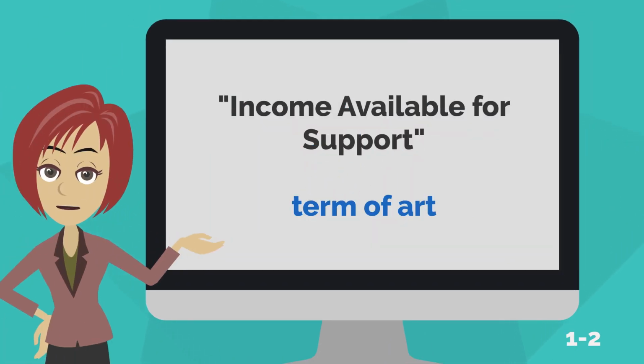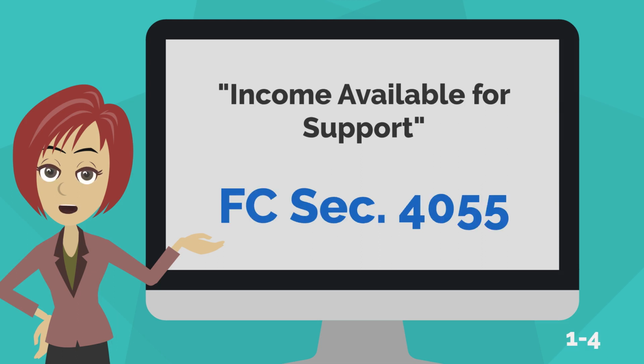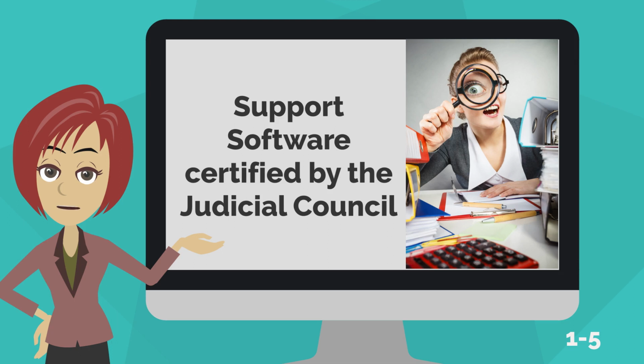Income available for support is a term of art in family law. It is a creature of statute. In order to properly understand how to calculate an income available for support and use it to determine the proper amount of child support to be paid by each parent, it is necessary to start with the statute, Family Code Section 4055. The statute describes the calculation in a formula, which is so complicated that it can only be done by a computer. Fortunately, there are several child support computer programs certified by the Judicial Council that are on the market to provide the necessary calculation. There is also a free program offered by the state of California online.